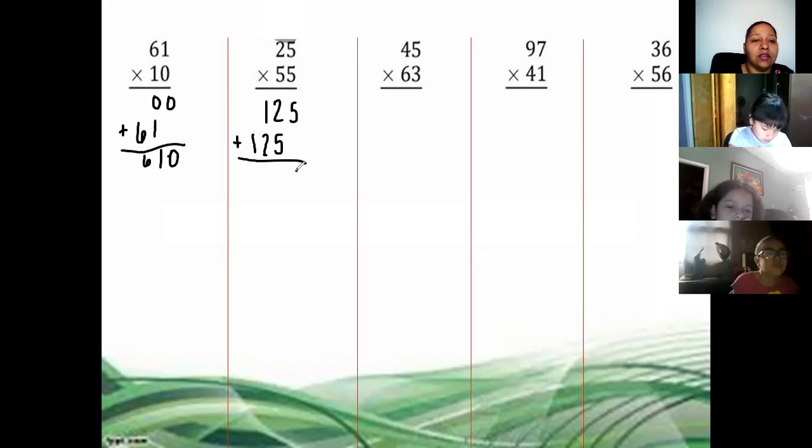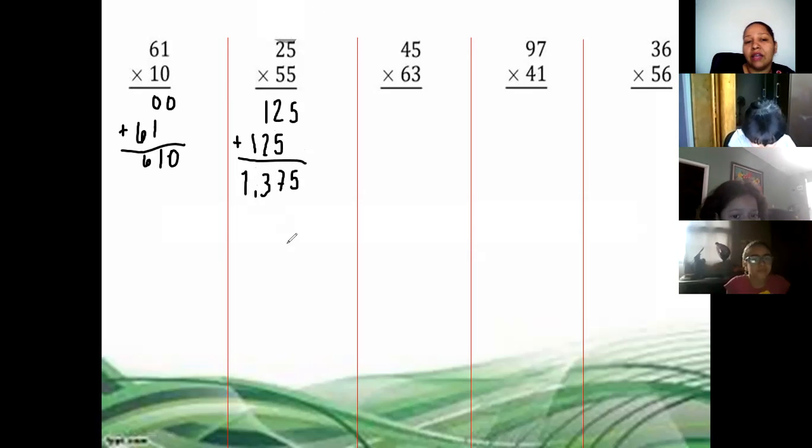After we make that, I need to start adding. So 5, 2 and 5, 7. 1 and 2, 3. I'm going to write a comma because I have a 4-digit number, and my answer is 1,275. Some of you sent me that answer and you were right. Okay, very good. Darwin, that is a mistake. 44 times 46. You forgot to regroup. That is not the answer.